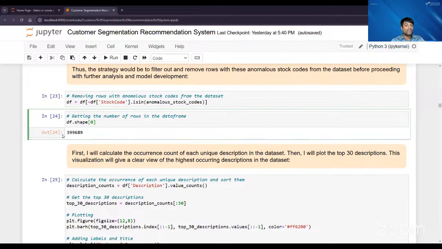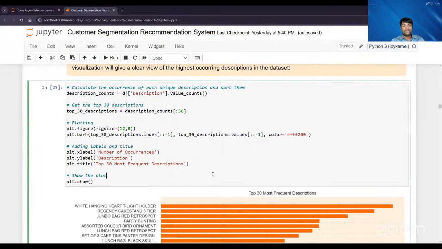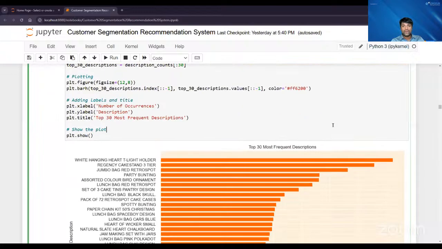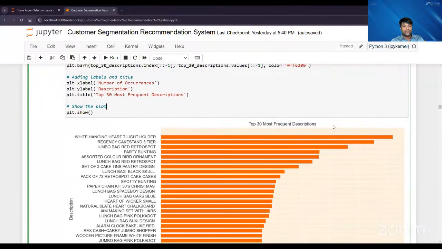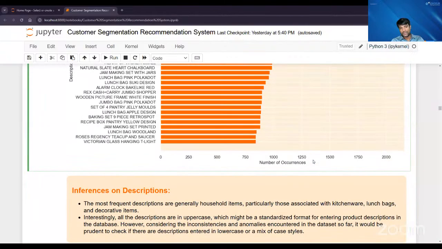So handling with that, we have checked the shape of the data. It's almost 4 lakh, 3,99,689. After that, we have seen the value counts for the top 30 descriptions of the products. So we have identified that the white hanging heart t-shirt holder was the most frequent description, which is the kind of product that has been bought the most.